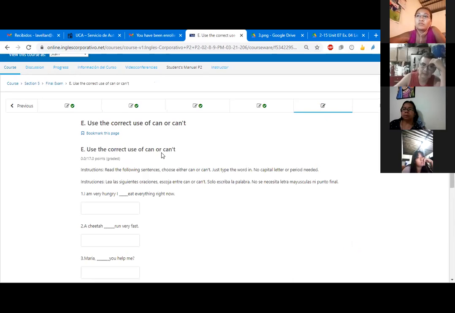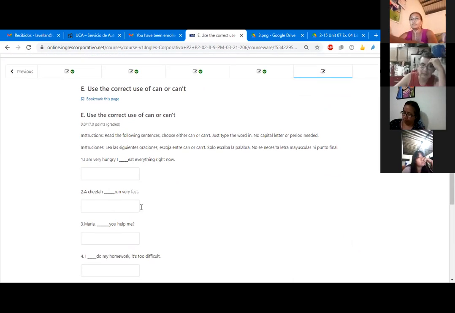The use of can and can't. Okay, to express ability, read the following sentences. Choose either can or can't. Just type the word in no capital letters or period. Okay, here. I am hungry. I can. No, teacher, I can. Okay, remember can and can't. Can't, el negative is going to be a little bit más largo. Okay. A cheetah.